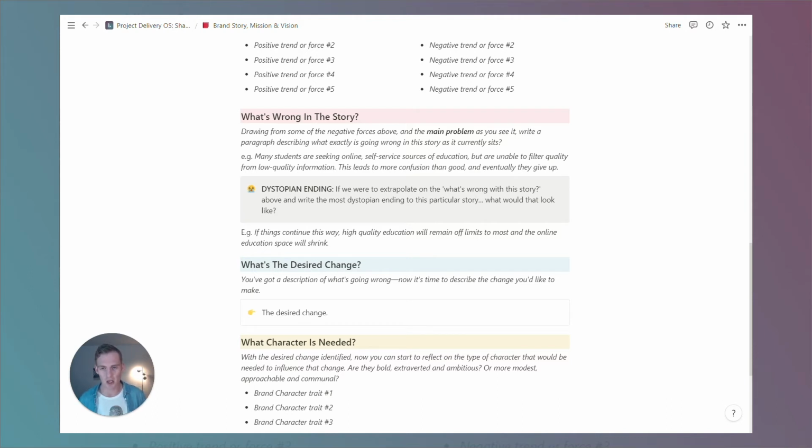And just to kind of even drill this home even further, there's another prompt which is always a bit of fun, but also quite helpful, which is let's extrapolate. So we've identified some themes which might be going wrong in the story. Now let's ask the question, what is the worst possible outcome for this trajectory? So we're going to try and paint the picture of a dystopian ending for whatever this bad trend is as we see it. So, let's say we're going with the online education story.